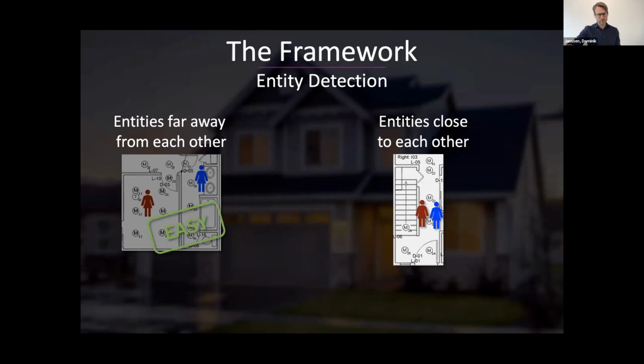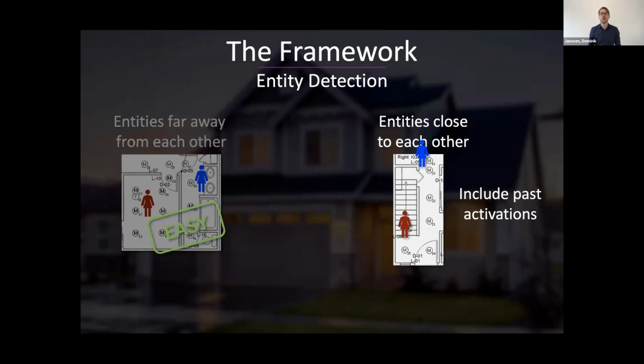What can we do about it? We can sort of travel to the past and look at what has happened before. There was one point, a few seconds ago, where those two people were indeed very far apart from each other, so we know those sensors activate a certain distance away from each other. It's not possible that a single person can activate those two sensors that far away from each other.